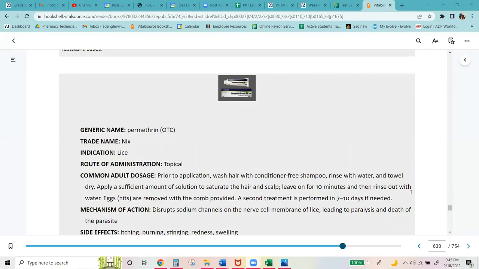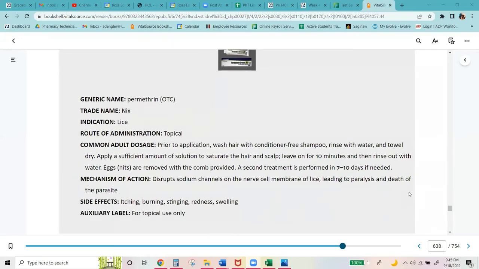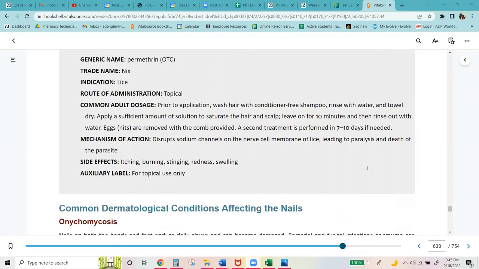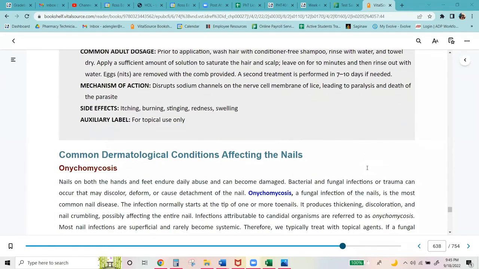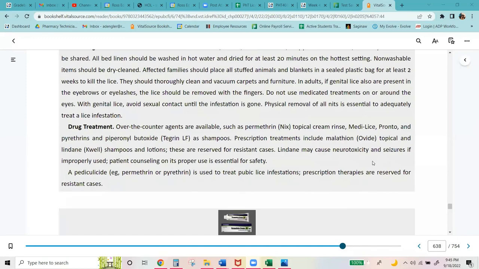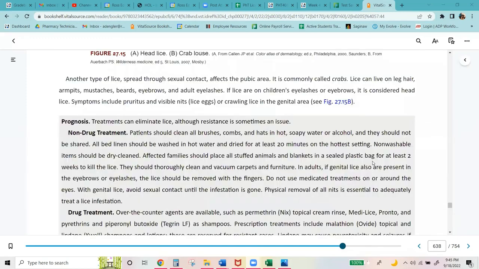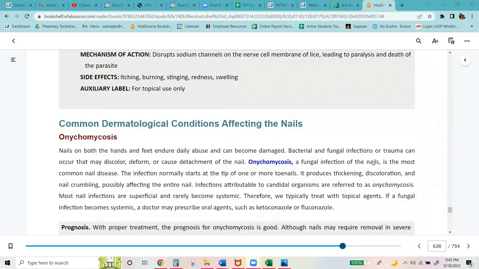So the Nix permethrin is approved for topical use for lice. You apply it in your head and your hair, and you can read the whole directions there. And that same permethrin is used for like scabies, and I'm assuming crabs if it's treatable. It doesn't really say.